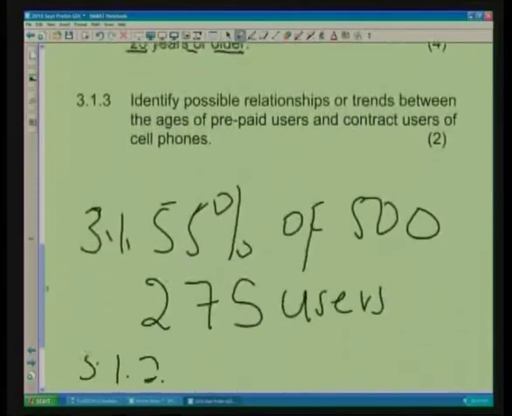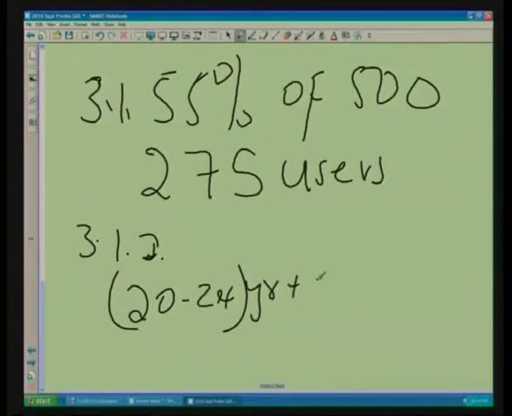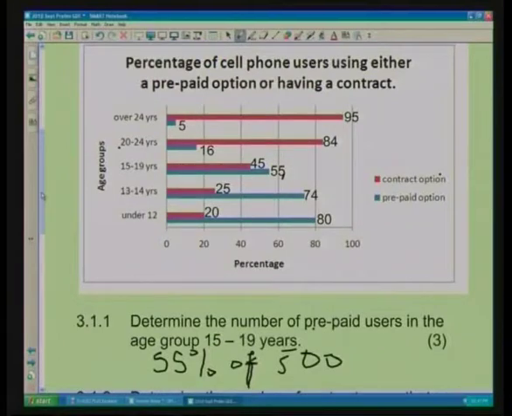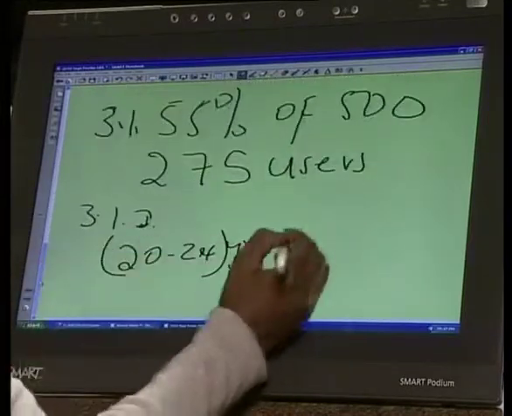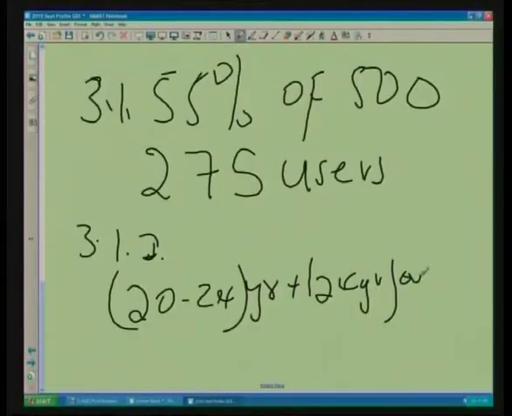So you come here because it's above 20. So it's going to be 20 to 24 years, plus, please don't forget that because it's very, very crucial, plus over 24. So when it's over 24, you also add it here. Plus over 24, remember it's over 24.